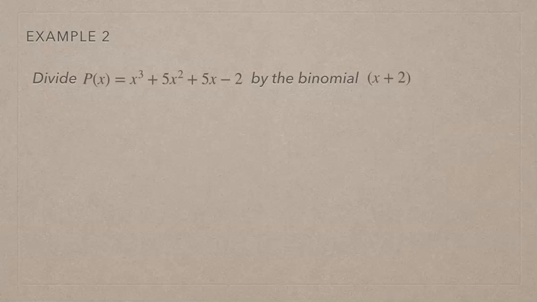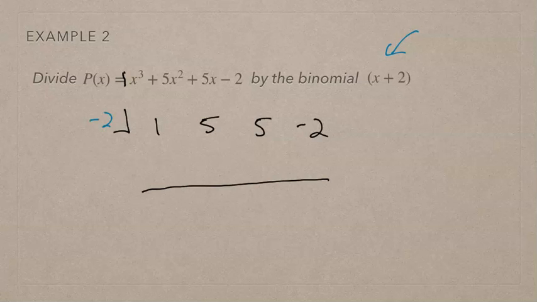I want to divide p of x by x plus 2. So I'm going to make my synthetic division picture. I'm going to look at my exponents 3, 2, 1, 0. I'm good. So those guys are fine. I'm going to put my coefficients down. If you don't see a number, then remember that that number is 1. So 1, 5, 5, -2. And then I'm going to say to myself, what value of x makes that 0? And that's -2.